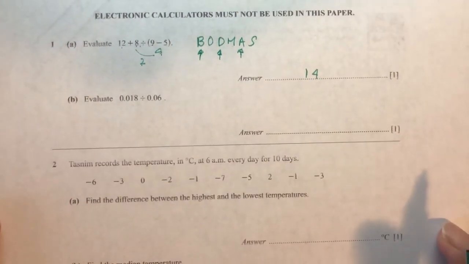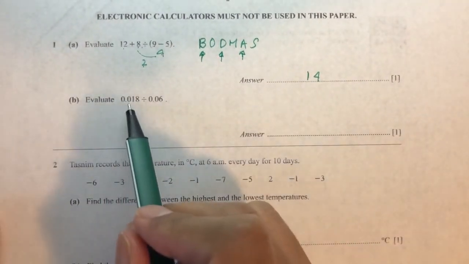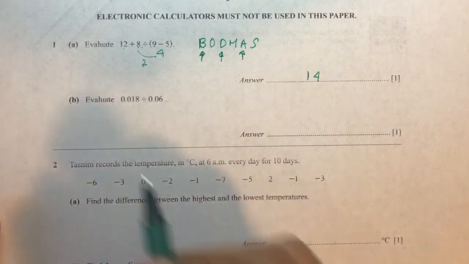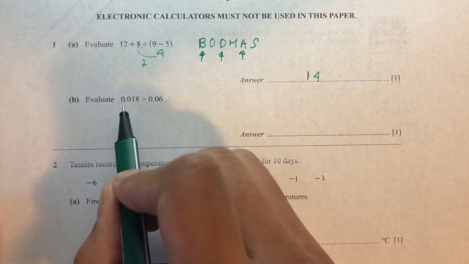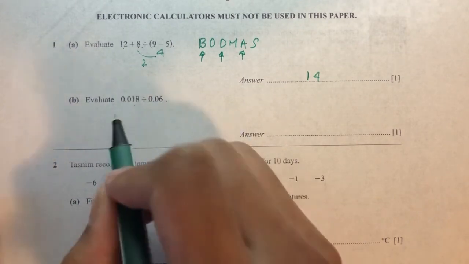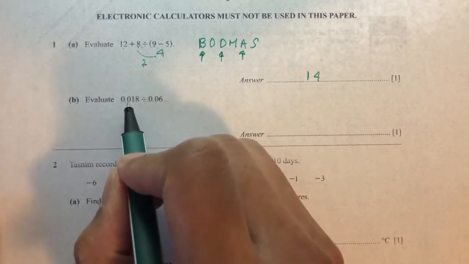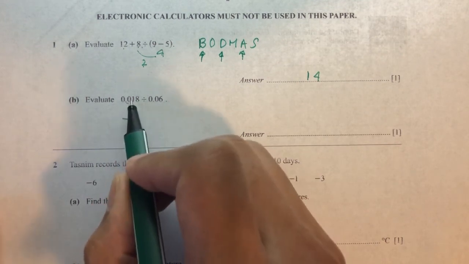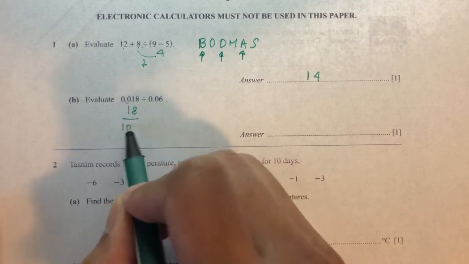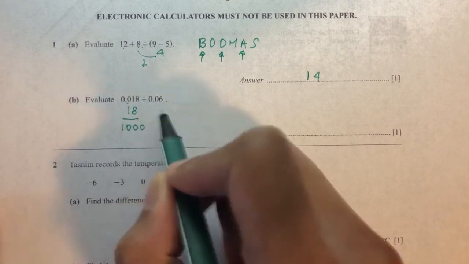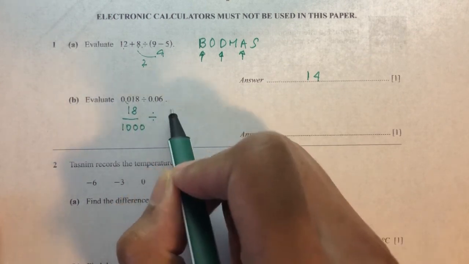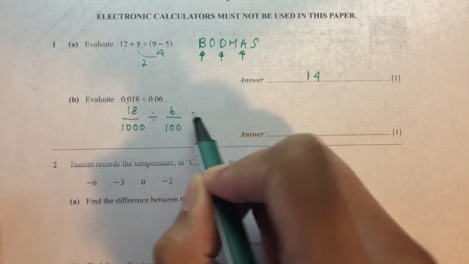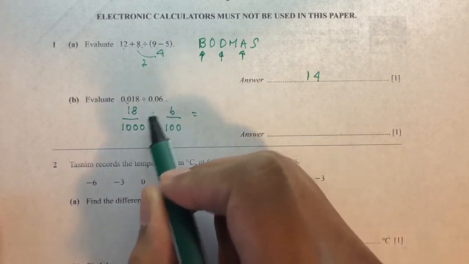And part B, evaluate 0.018 divided by 0.06. So the way I like to do this is I first convert the decimals into fractions. So what is 0.018 in fraction? That will be 18 over 1000, divided by 6 over 100. So when we have divide, we can convert divide into multiply.